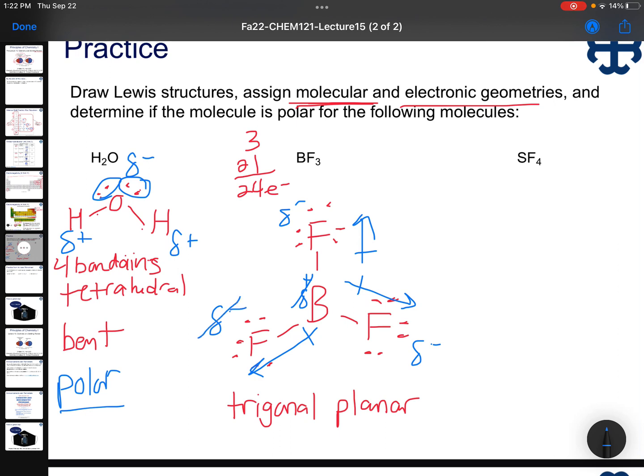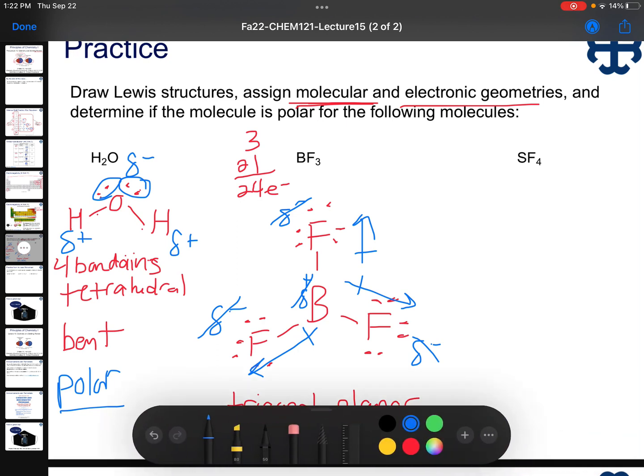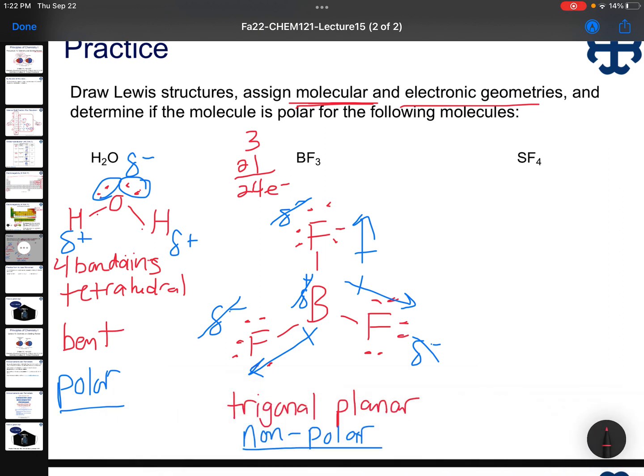So the partial negatives basically cancel out, and the molecule overall ends up being non-polar. Okay, so that's tricky. When you have polar bonds, but all those bonds pull in equal and opposite directions, that makes things non-polar. Okay? All right, I'm going to go on to the next example, SF4.